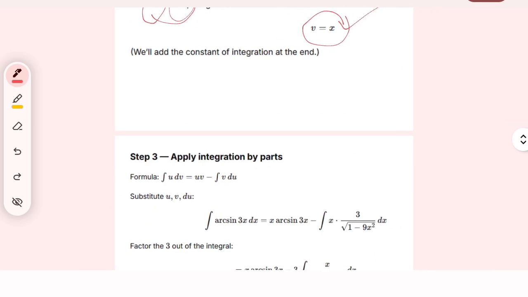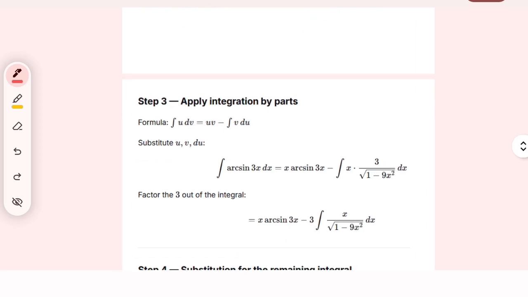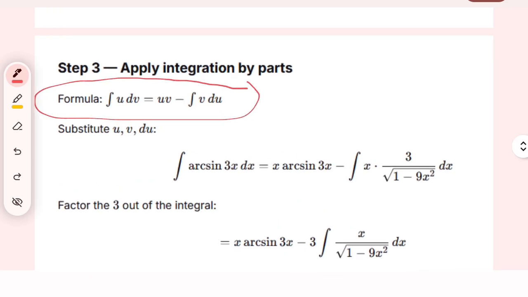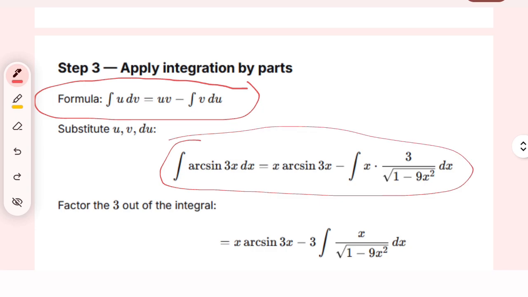Now that we have everything, we have a u, we have a v, we have a du, we have a dv. We put everything back into the formula of the integration by parts, which is this formula over here. So we need to substitute everything that we have computed back into the equation. And when you substitute it back, it would look like this. So just put everything there and it would look like that.